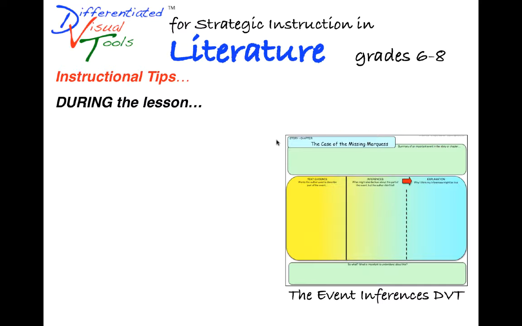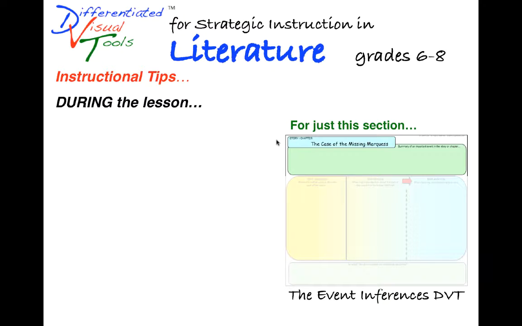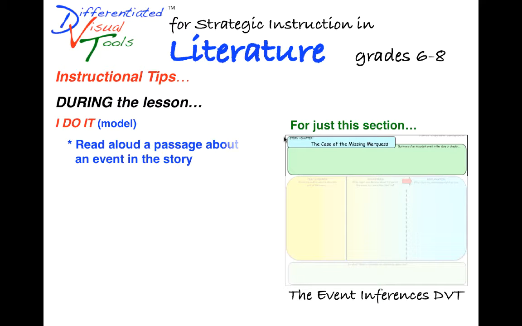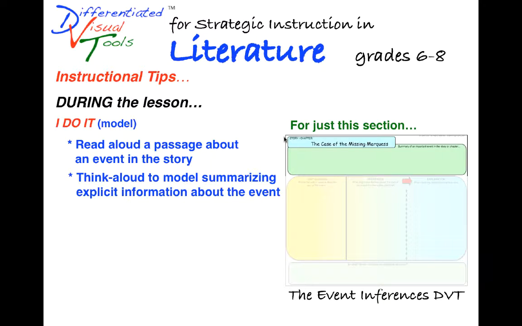Now, during the lesson, if this is students' first exposure to this DVT, then it's very important to scaffold the process of using it during instruction. You can do this by focusing on one component of the DVT at a time and then scaffolding the process of formulating responses to note on it. So for example, for just this first section, which is the summary of an important event, it's best to begin by modeling the process of summarizing key ideas. For example, read aloud a passage about an event in the story, and then use think aloud techniques to model summarizing explicit information about the event, and then model taking notes on the DVT.